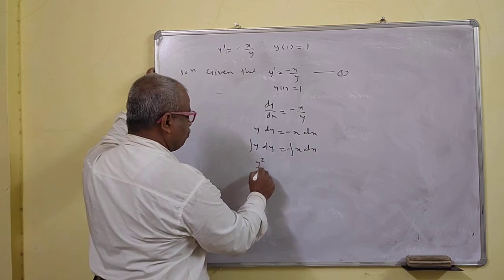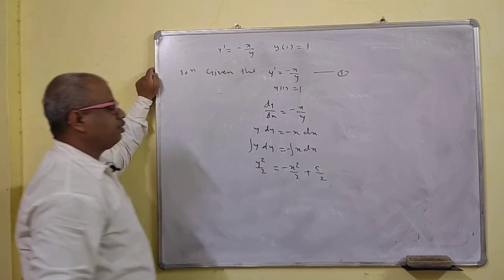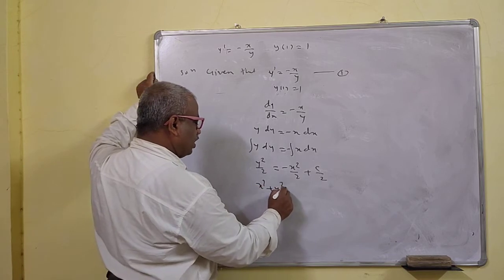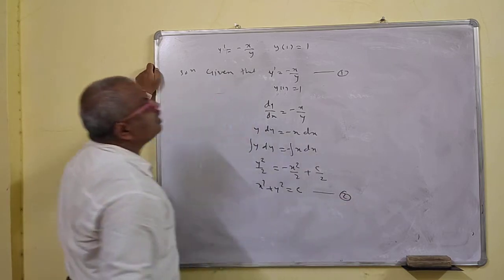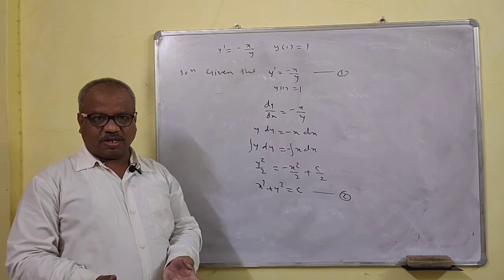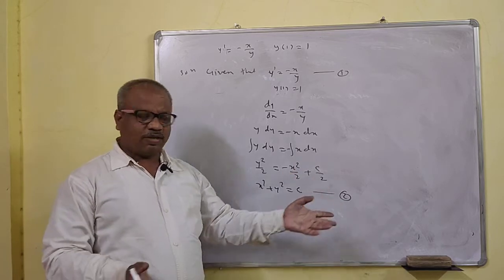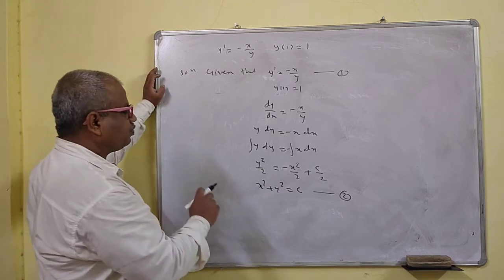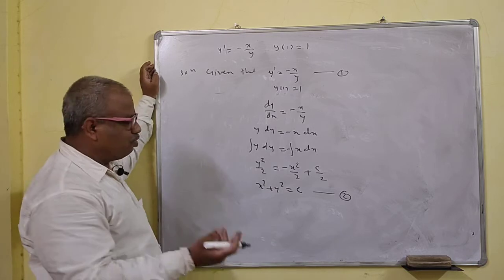So this is what: y square by 2 is equal to minus x square by 2 plus c by 2. So this is what, then: x square plus y square is equal to c. This is a general solution. But we don't want a general solution. We want a particular solution. You may write c by 2 because c is the arbitrary constant, and c by 2 is also an arbitrary constant. To avoid the fractional terms, we'll write c by 2 here. Doesn't matter. Or you may take this as c, then we'll get twice c. No problem for this one.